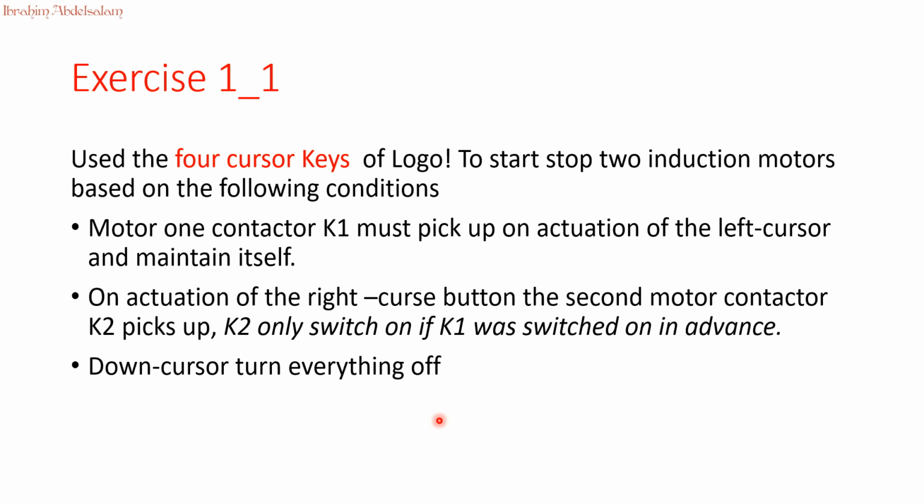Before writing the program, we have to recognize how many inputs and outputs we have. In this example, we have 3 inputs and 2 outputs. Left cursor to turn on motor 1. The right cursor we use to turn on motor 2. Down cursor we use to turn off motors 1 and 2. So these are the 3 digital inputs. We have 2 outputs: the first output is the motor 1 contactor coil, and the second output is the motor 2 contactor coil.